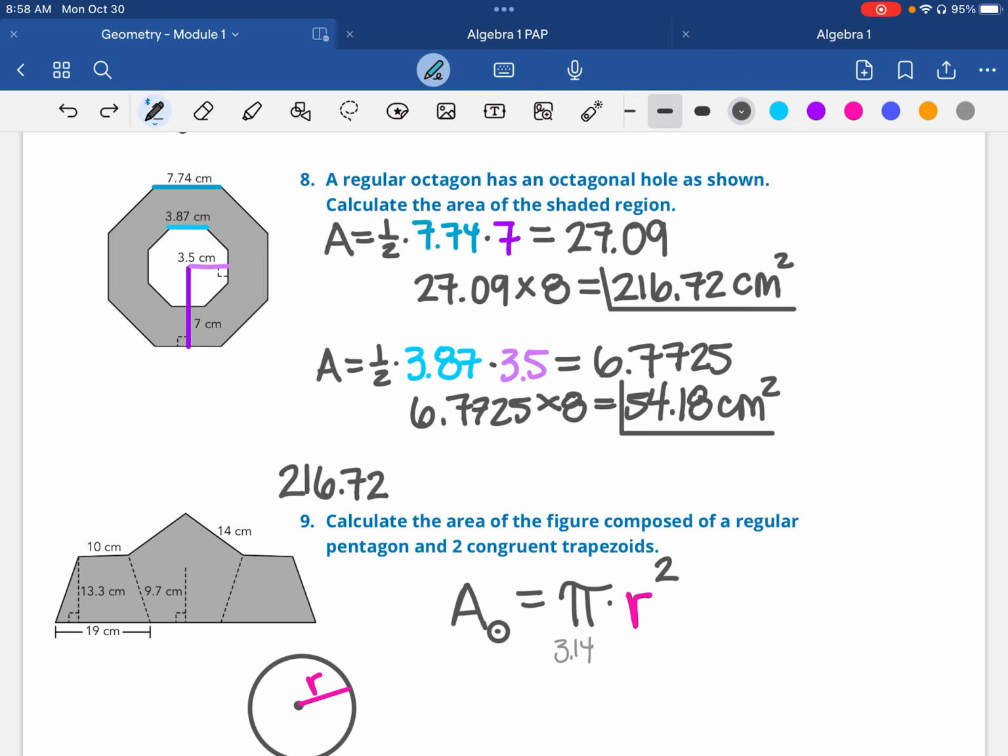And since we are using it to figure out the shaded region, I have to decide, should I add or should I subtract? Well, I need to take away this one's area so that it would become like a hole in the other one. So I'm going to go ahead and subtract to find my answer, giving me my final answer of 162.54 centimeters squared.